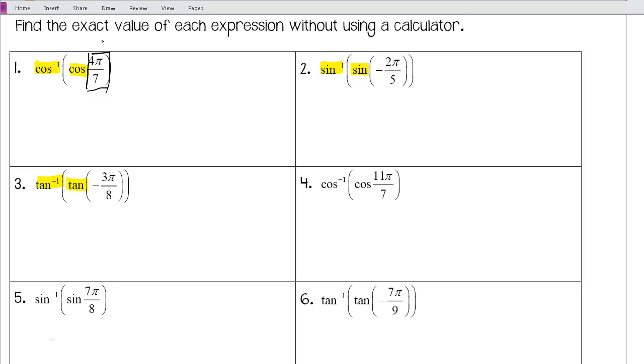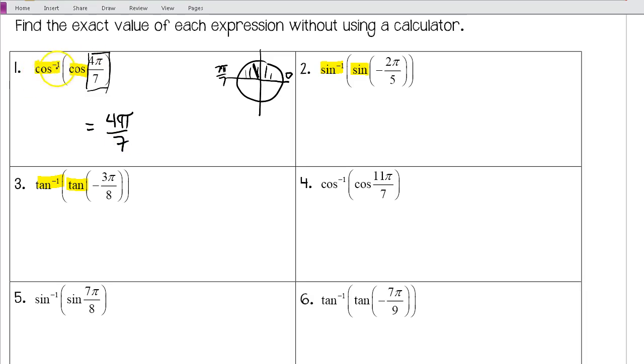So 4 pi over 7, when we're working with cosine inverse, we know we have to be on the top half of the circle. The top half of the circle goes from 0 to pi, and if we're talking about sevenths, that would be 7 pi over 7. And 4 pi over 7 is going to be somewhere over here. So we're in the right part of the circle when we're talking about cosine inverse. So the cosine inverse of the cosine of 4 pi over 7 is simply just going to be 4 pi over 7.